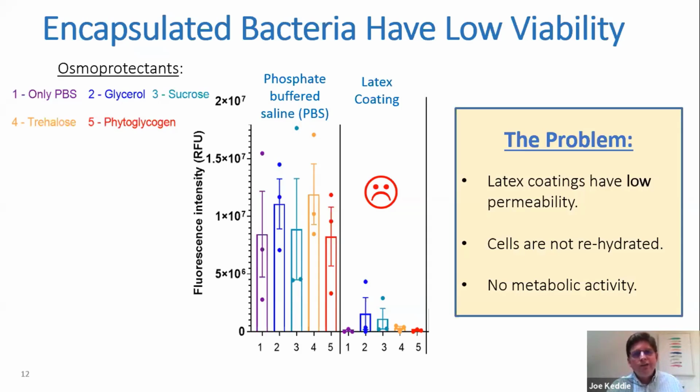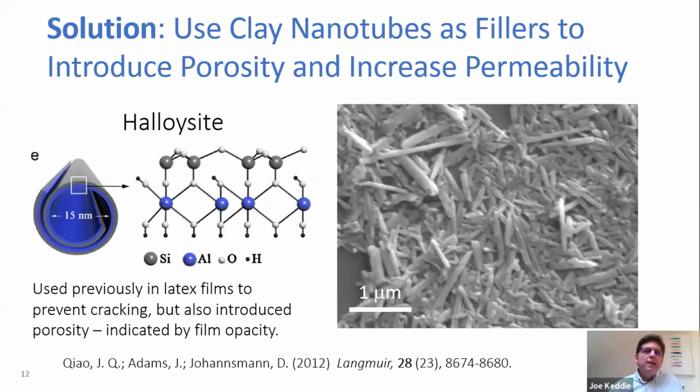So now the formulation comes in. What could we do? We got this idea of using clay nanotubes to introduce porosity and therefore increase the permeability. And we're not the first ones to add halloysite. I was actually inspired by the reference down at the bottom here. The group in Clausthal in Germany used halloysite added to latex film to prevent cracking. But I also remember, when I saw the paper, that it introduced opacity and porosity. And if you look on the right, we can see an SEM image. Essentially these clay nanotubes are like matchsticks.